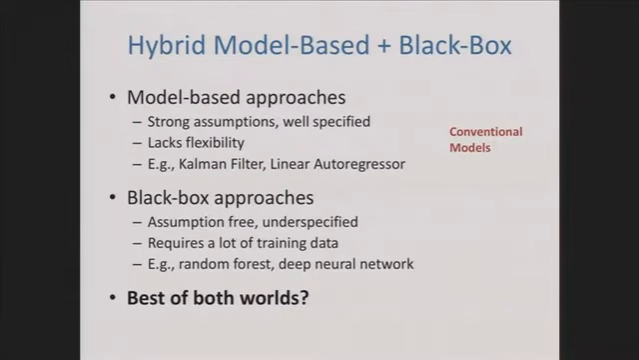So we started thinking about hybrid approaches that combine both these model-based approaches with black box functions, such as some large class of neural nets, right? And so what are the benefits of model-based approaches? Well, they are well-specified, and they have properties that you can analyze. For example, you can look at the spectrum of various transition matrices in a Kalman filter to analyze its stability properties, or regularize an autoregressor to ensure that it's smooth.